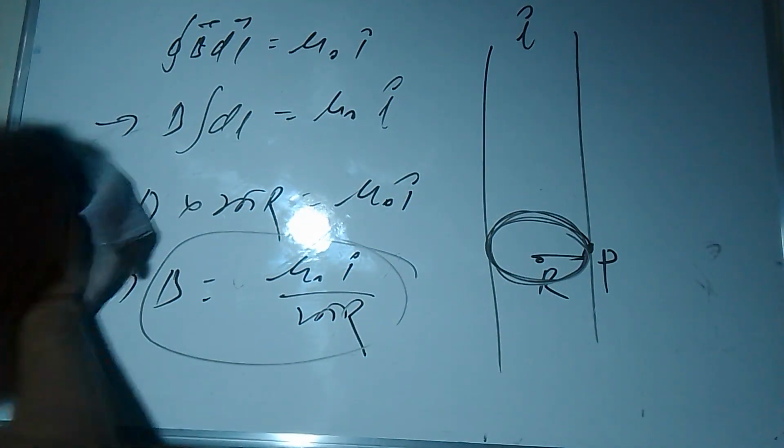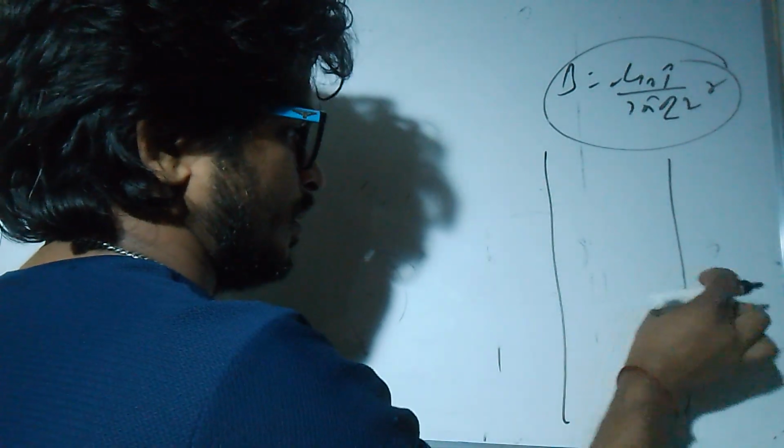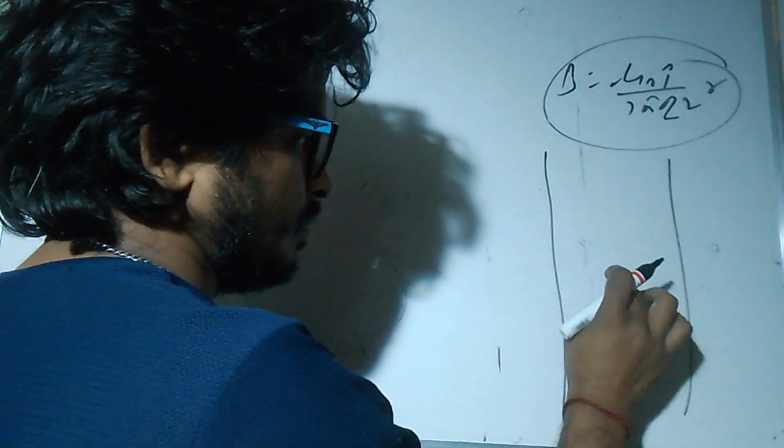Another is more important than these two results, because people don't remember it. It's somewhat difficult to remember. That result is mu naught I by 2 pi r square into r, the result inside the wire. This result is very important here. The magnetic field is directly proportional to r when you move from the center towards the surface.